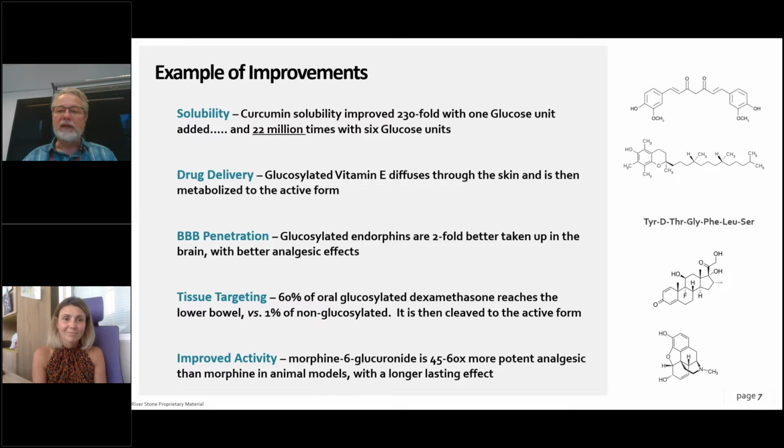An example in what we call drug delivery: vitamin E usually does not diffuse well through skin, and that is desired in certain applications. If you glycosylate that, just put one glucose on vitamin E, it does diffuse through skin and is then metabolized to the active form once inside the cells.